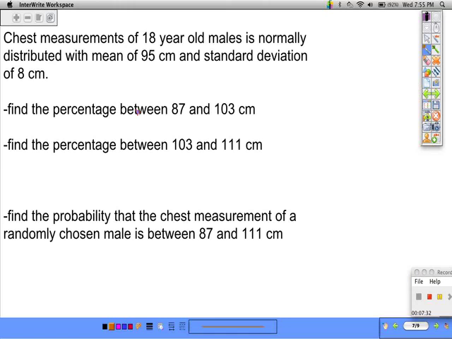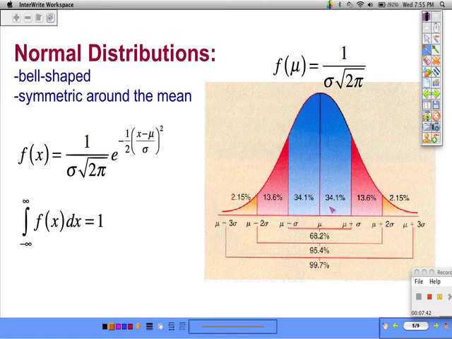In that diagram that we just had, it shows us that within one standard deviation of the mean either way, 34.1% of the data will fall above and 34.1% of the data will fall below the mean. Within the next standard deviation above and below, there's 13.6% of the data. And further than that, within 3 standard deviations, there's another 2.15% of our data. So within 3 standard deviations of the mean, there's 99.7% of all of our data.